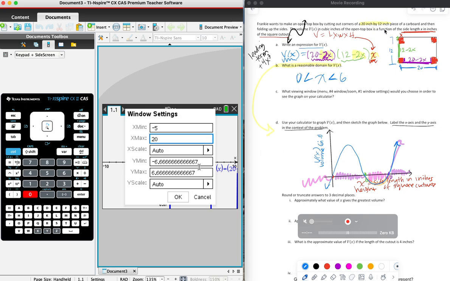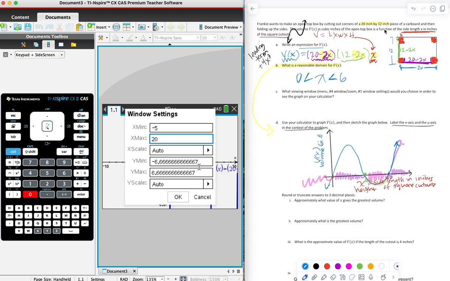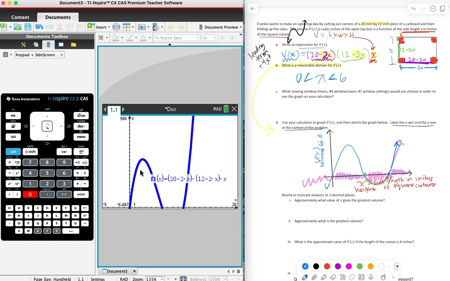If I have 20 by 12, you could start by multiplying those two numbers together. You don't have to. But I'm just going to leave my negative volume, since it doesn't matter, and change this to 500, 1,000. I don't know, so I'm going to try it. So here, my 500 includes it.